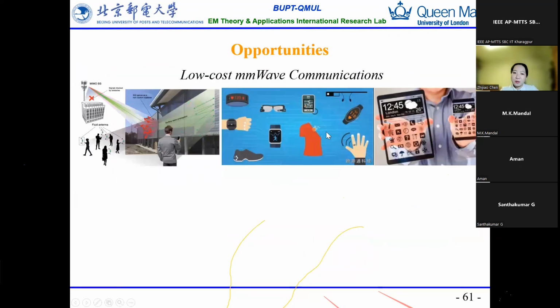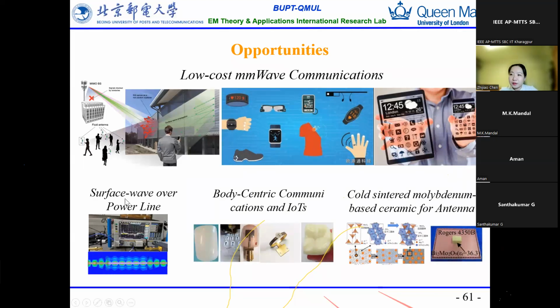And in our future work, we found many opportunities for low-cost millimeter wave communication. For example, we are designing some surface wave over the power line and trying to come up with a very cutting-edge idea about millimeter wave transmission. And we are also designing some body-centric communications for the internet of things, for example, the nail antenna, the diamond ring antenna, and the teeth antenna.